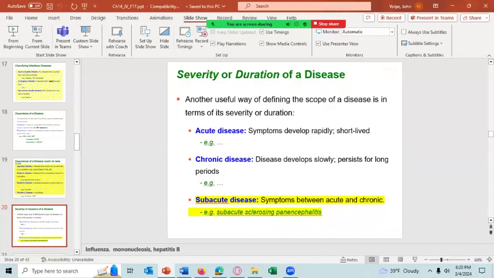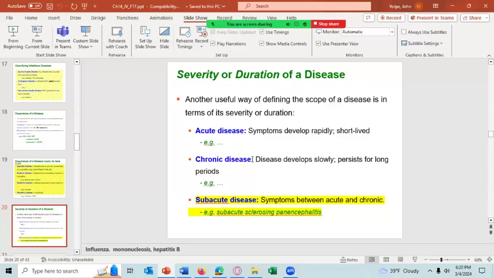Another useful way of defining the scope of a disease is to talk about the terms of the severity or duration of the disease. An acute disease is a disease where the symptoms develop rapidly. The disease is short-lived. It runs its course and then goes away. An example would be the human cold. The symptoms develop rapidly. The disease is short-lived, and then the disease goes away.